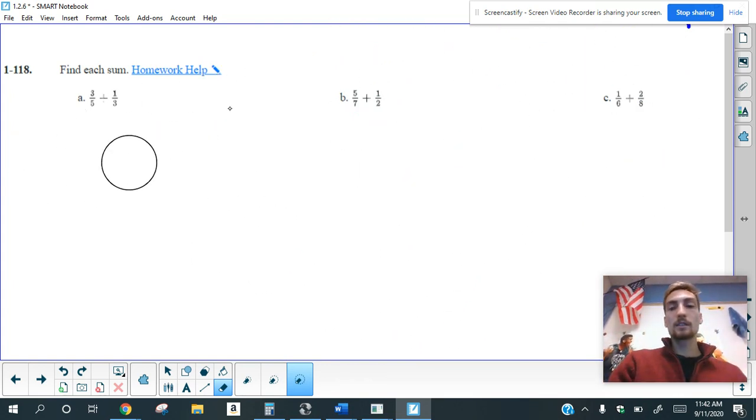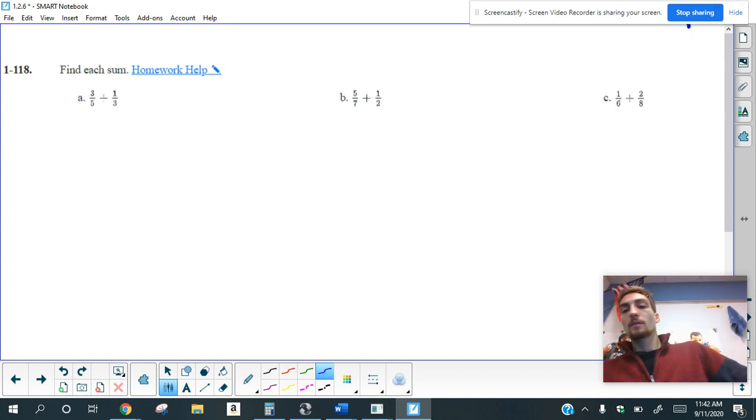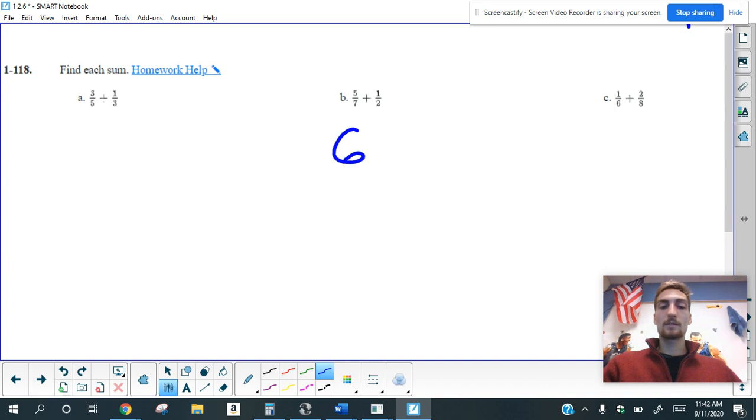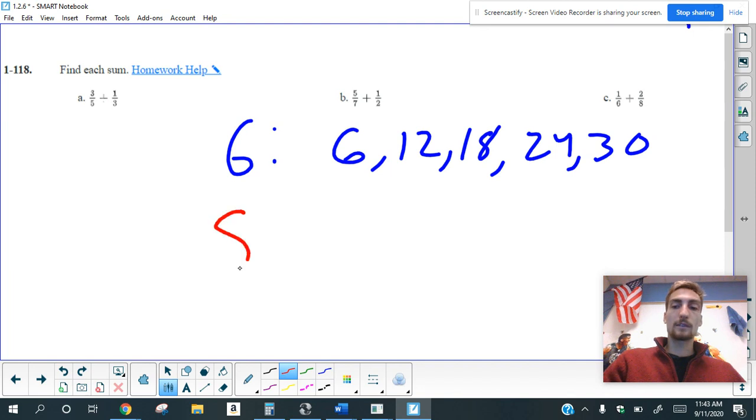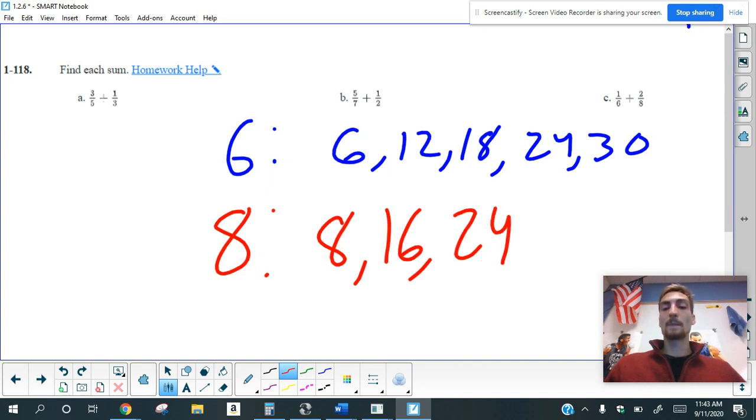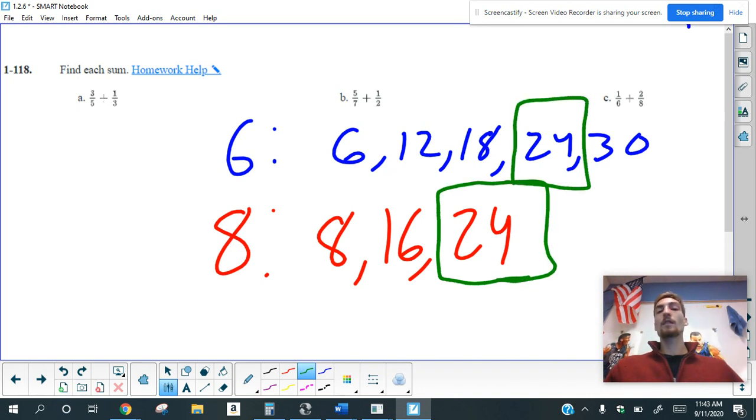This problem says 1/6 plus 2/8. All right, so what is the least common multiple for 6 and 8? 6, 12, 18, 24, 30. Now let's see if that's enough. Now we're going to put the multiples of 8, 8, 16, 24. Oh, there we go. So you'll notice 6 goes into 24, 1, 2, 3, 4 times. All right, and 8 goes into 24, 1, 2, 3 times.